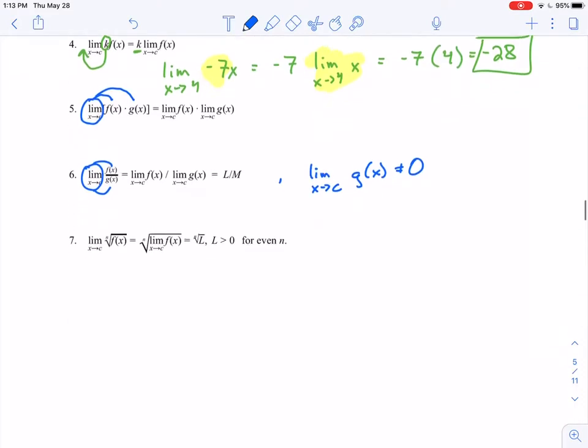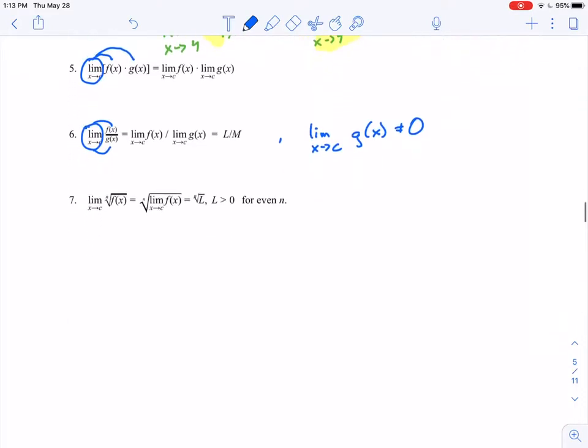This last one here is a little bit different, so maybe we'll talk just a little bit more about it. It says the limit as x approaches c of the nth root of f of x equals the nth root of the limit as x approaches c of f of x, or the nth root of L. So really what we're going to do here is take this limit and carry that limit statement inside of my radical. Rather than applying the radical first, what I'm going to do is apply the limit first and then apply the radical.